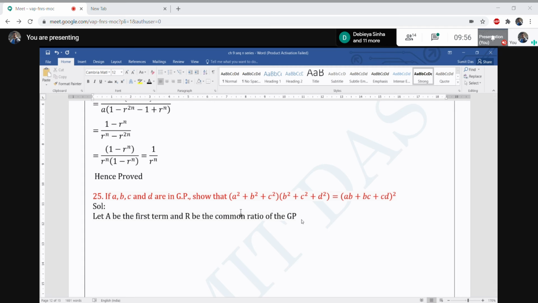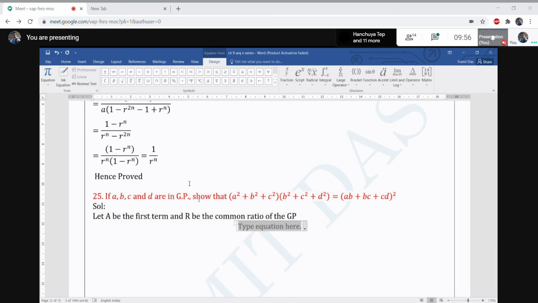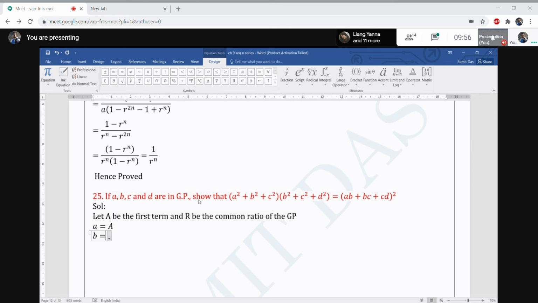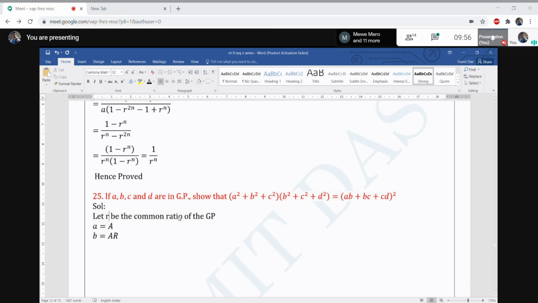So it is saying a, b, c are in GP, right? So we can write, therefore small a equal to a, let it be the first term, then small b will be equal to ar. Or we can see no need to do like this one. We can only take the common ratio. We can only write let r be the common ratio.